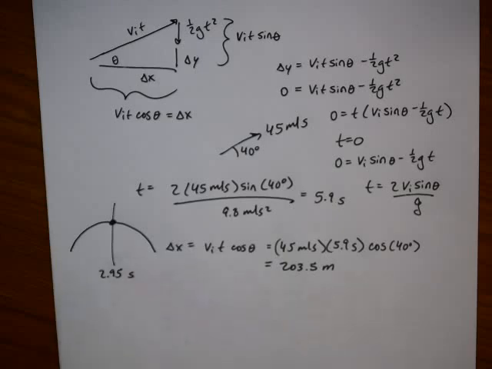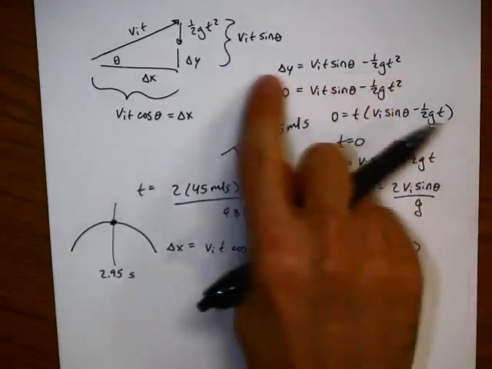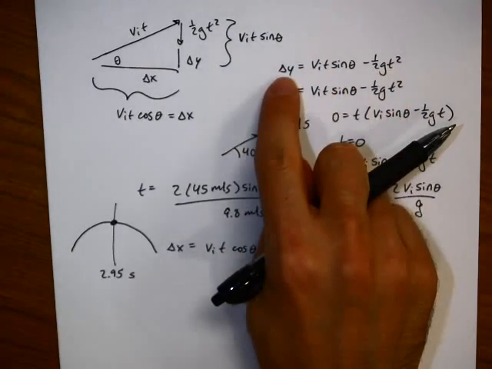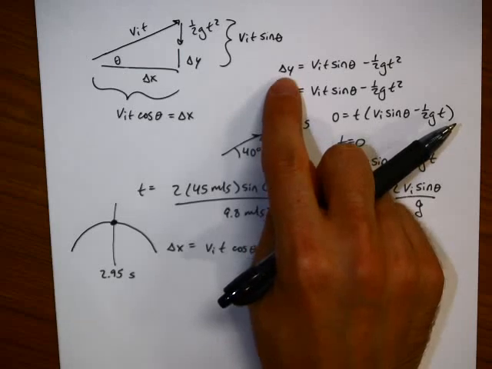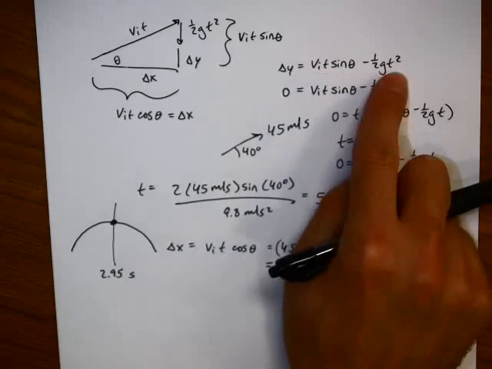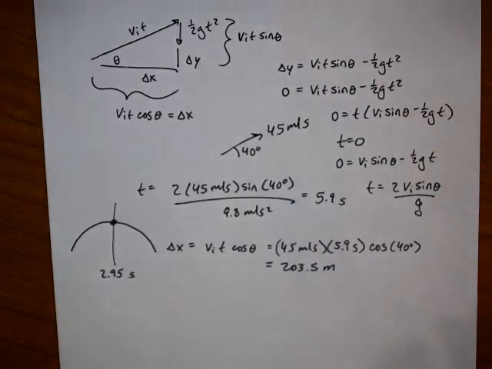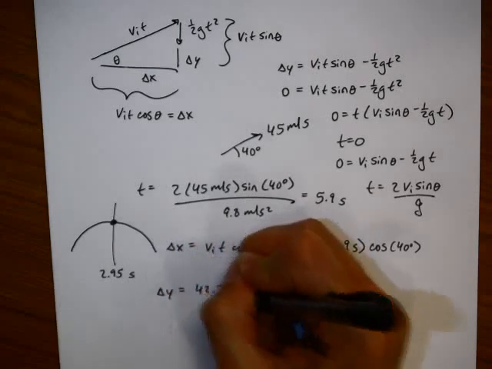What is the height at 2.95 seconds? You want to plug it into this delta y equation. This time delta y doesn't equal 0, so you're solving for delta y. You would plug in 2.95 for t and all the other variables. You should try that, and in the end you should get delta y equals 42.7 meters.